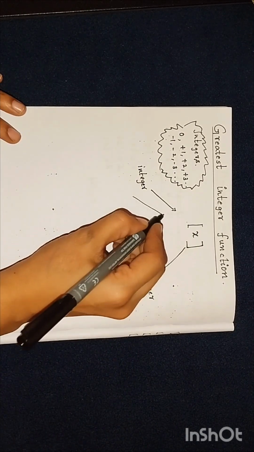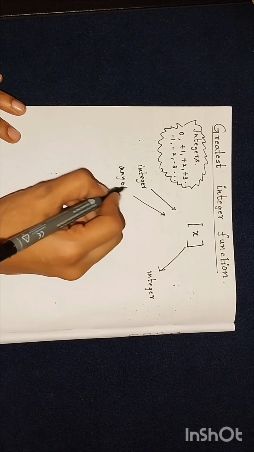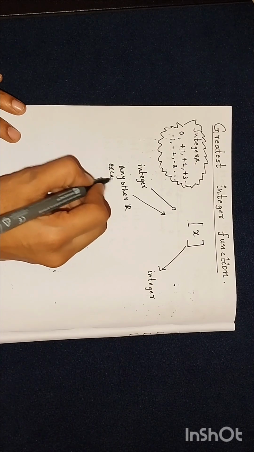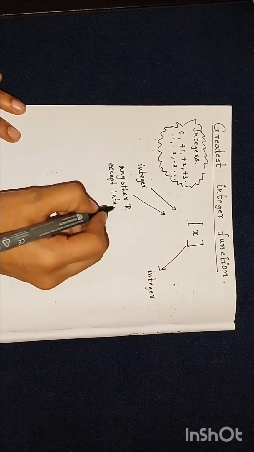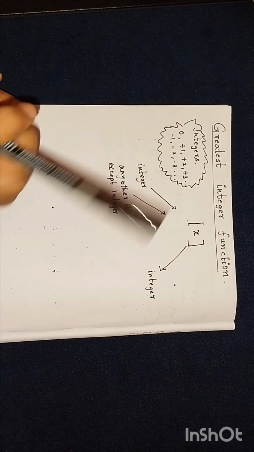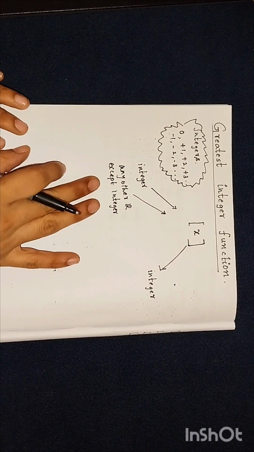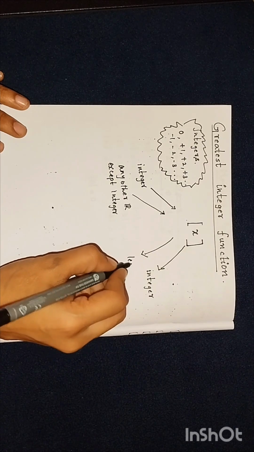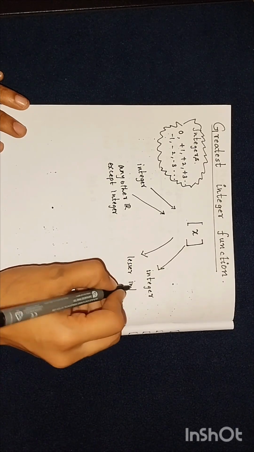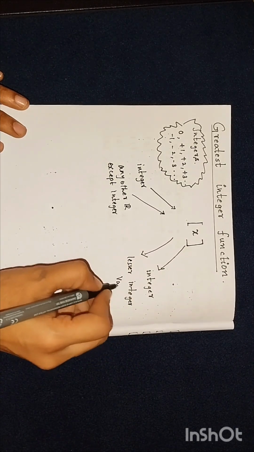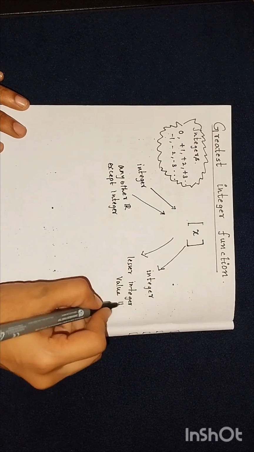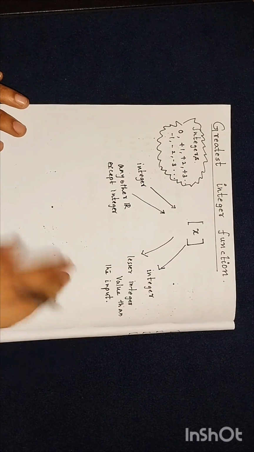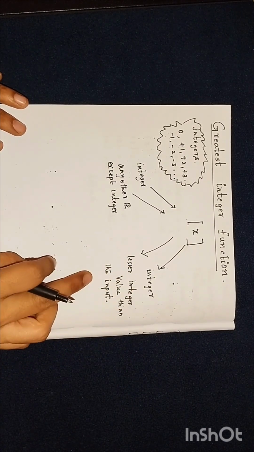But if you give any other real number except an integer, so if you give fractions, decimals or any other number, this will give back a lesser integer value, lesser than the input. So let us see what the meaning of this is using a number line.